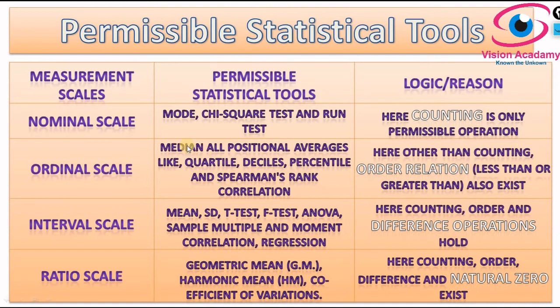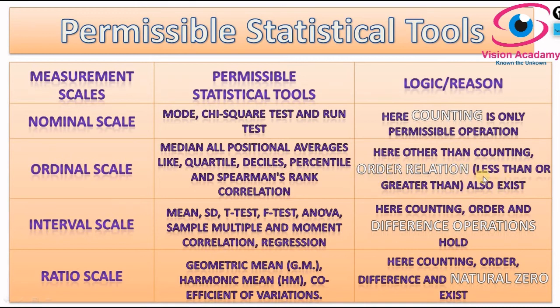In the median, we will calculate the midpoint. When you order the given data in ascending or descending order, you can calculate a midpoint, the median. And you can also calculate quartiles, deciles and percentiles. When you have data in the order type, then only you can calculate median, quartiles, deciles, percentiles and Spearman correlation. As we know, here along with counting, we can also make an order relation.